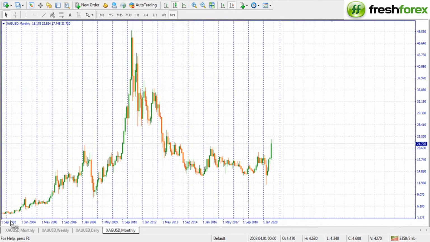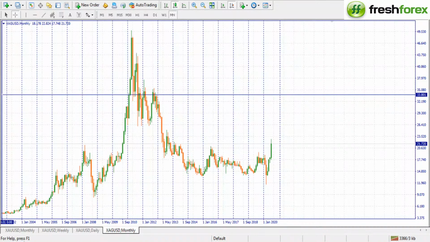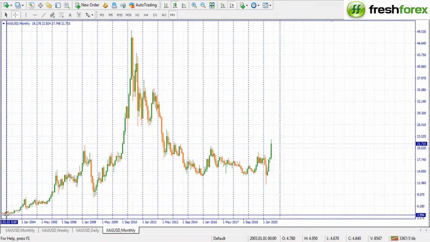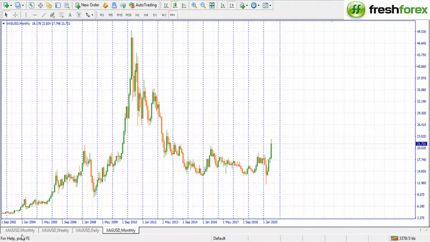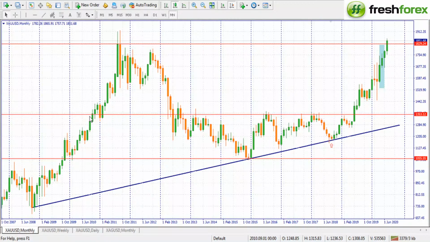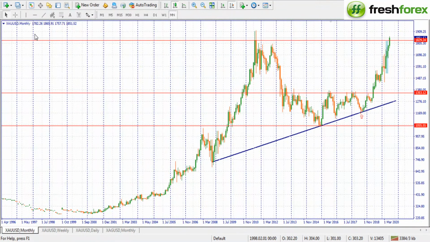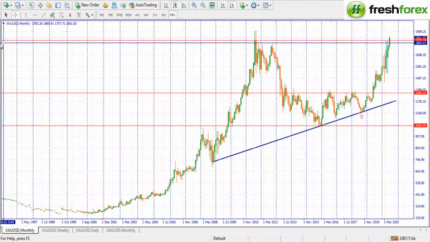Just look at what happens from the year 2002 to 2010 on silver. There was this rise in price. The price moved from this point up to this level. This is an increase of how many points? Of around 44,000 points. Then gold did almost the same thing around the same time. We had, this is 2002.